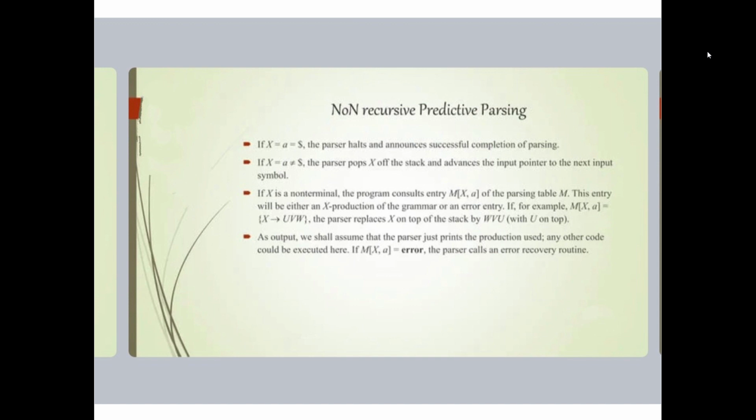The main problem during predictive parsing is that of determining the production to be applied for a non-terminal. Thus, the non-recursive parser looks up which production to be applied in a parsing table.